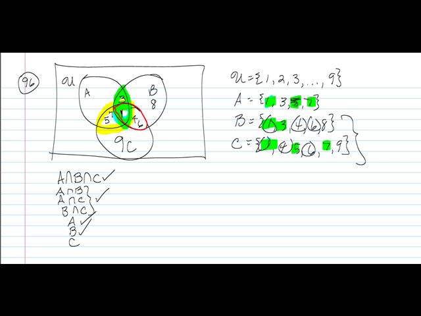Okay, now what about the universal set? Well, let's see, we have 1, but we're missing a 2. We don't have a 2 so far. 3, 4, 5, 6, 7, 8, 9. So it looks like that's all of them. So our answer would be that Venn diagram.